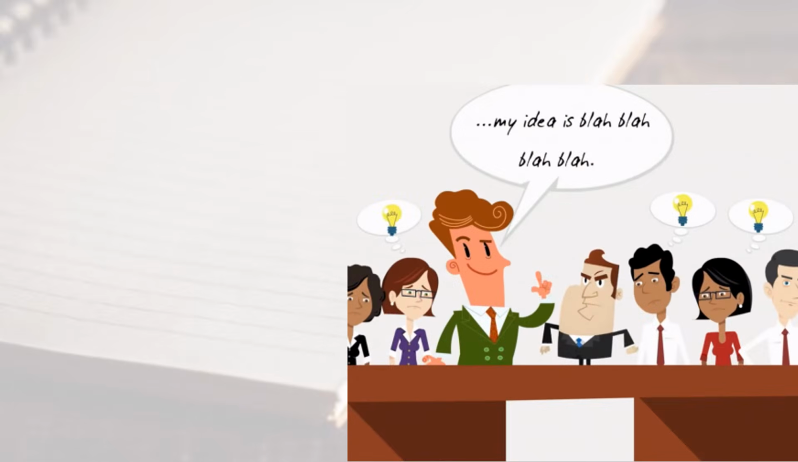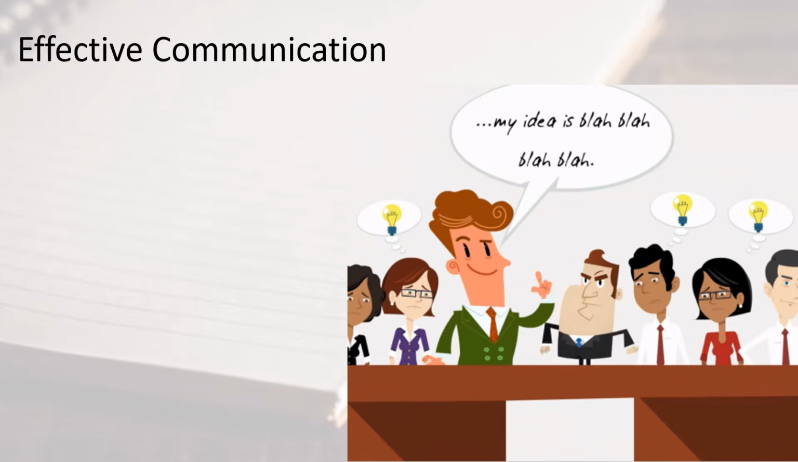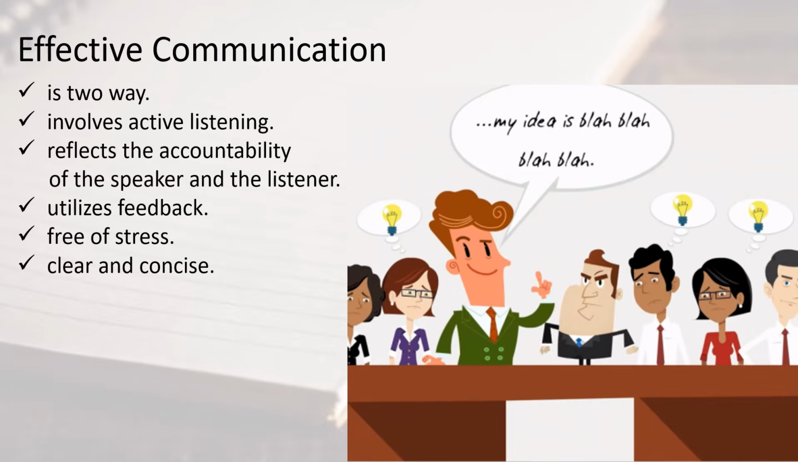For communication to be effective, the following elements should be considered. Number one, it should be two-way. Next, it involves active listening. Another is that it should reflect the accountability of speakers and the listeners. It should utilize feedback, response, reply, or a reaction. It should be free from stress and clear and concise.